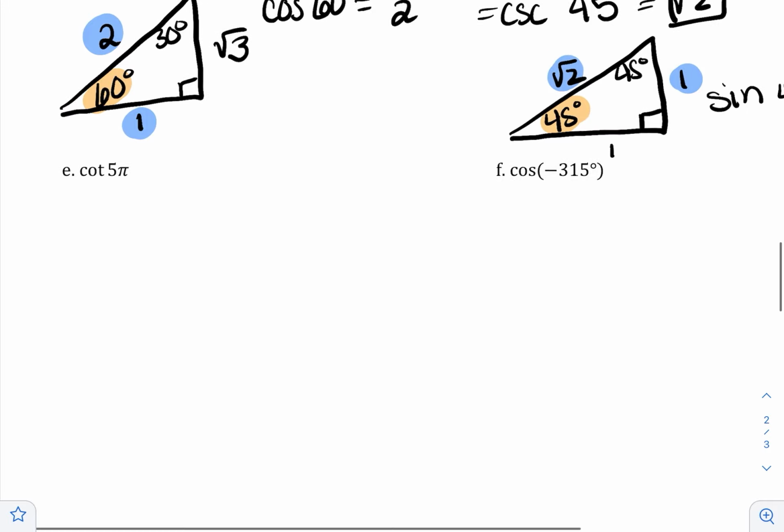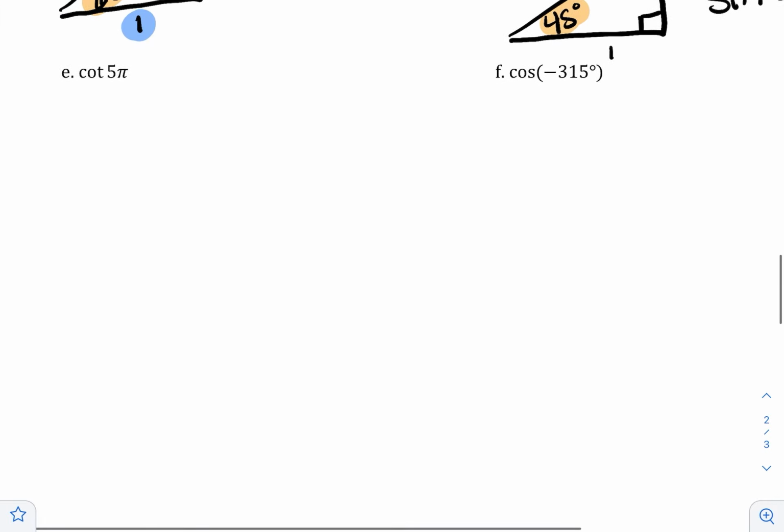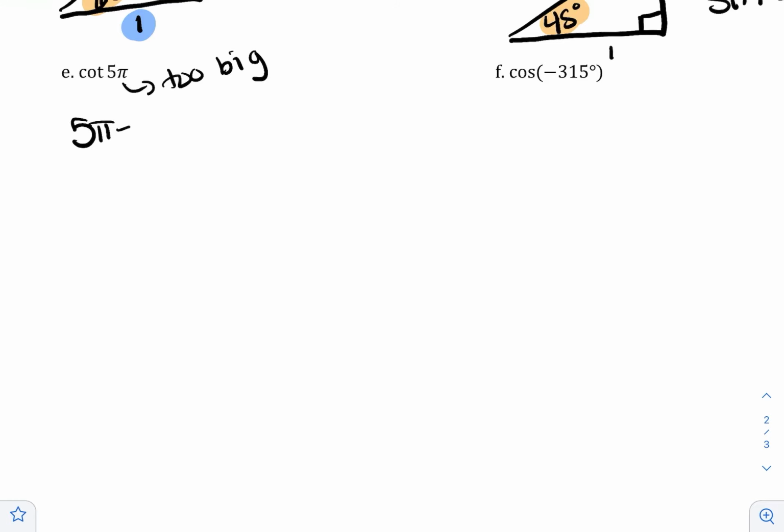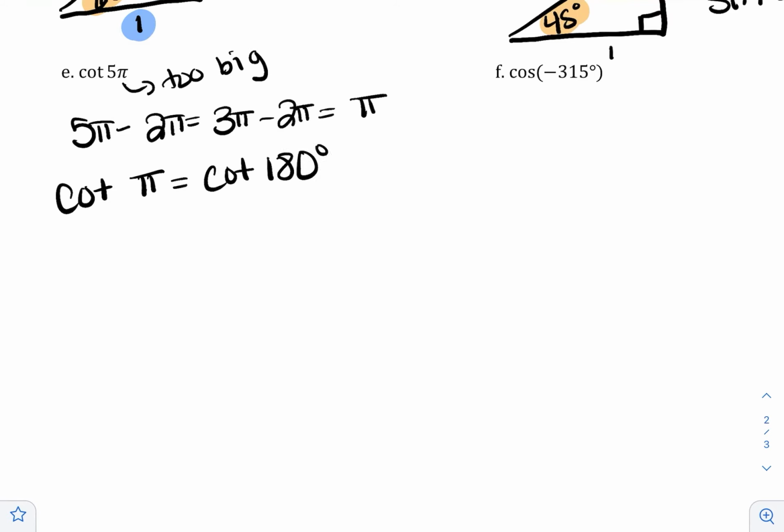Okay, let's do another one. Cotangent of 5 pi. Again, this is too big. It's much bigger than 0 to 2 pi, 0 to 360. So I'm going to subtract 2 pi. So 5 pi minus 2 pi is 3 pi. That's still too big. I'm going to subtract 2 pi, which will give me pi. Okay, now that's between 0 to 360. So I'm looking for the cotangent of pi, which is the cotangent of 180 degrees.